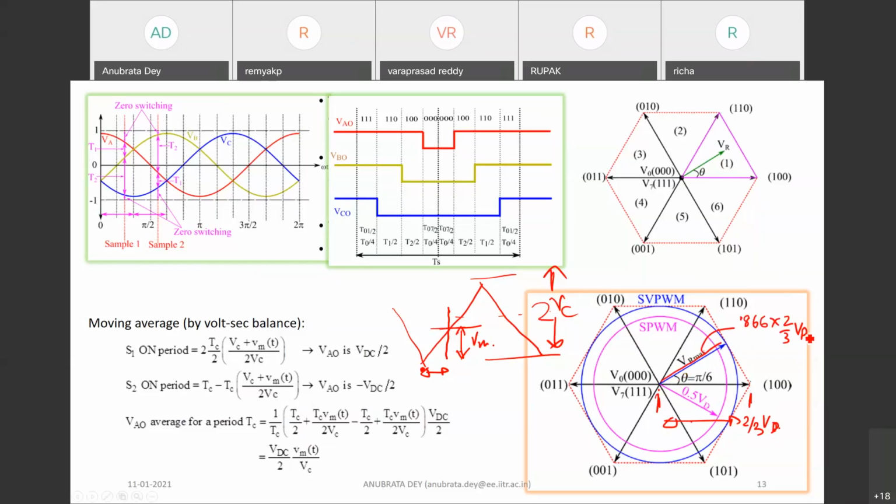By the geometry formula, you can find this out easily. So this will become approximately 0.577 Vd, correct? So this 0.577 is obviously more than your 0.5. So this much extra you are getting, and this extra is 15%.